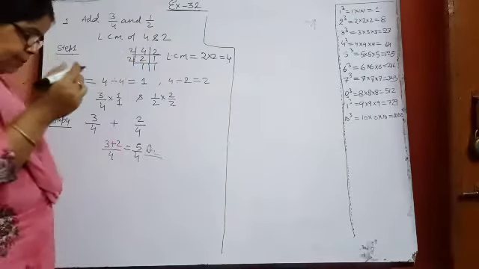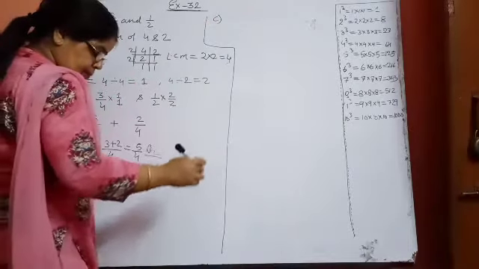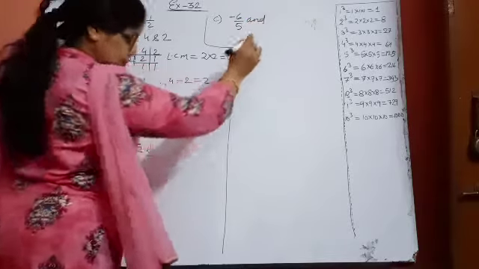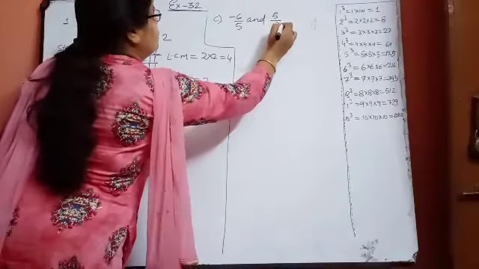I am taking part C, because that is one negative part: minus 6 upon 5, and 5 upon 125.